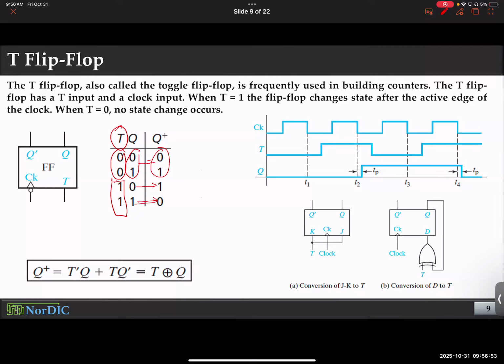You are using a T flip-flop. We are using so-and-so timing IC. So you use different components as building blocks to build bigger digital systems. Okay? So for now, you're getting used to these features.